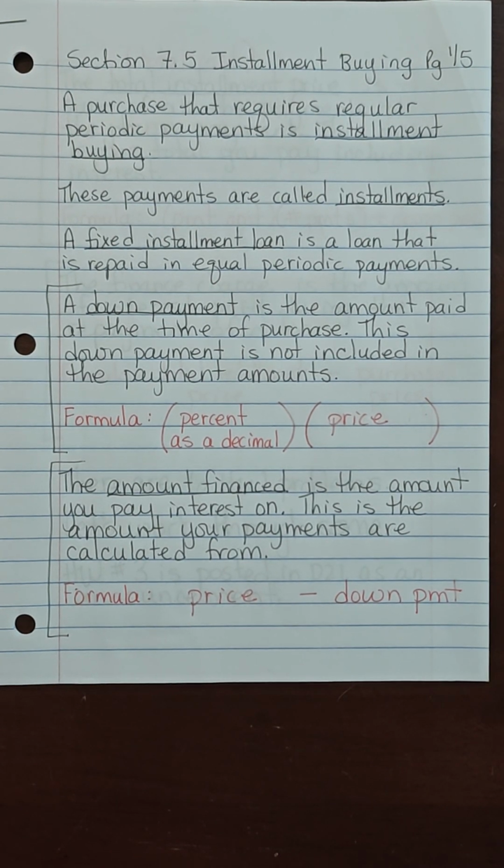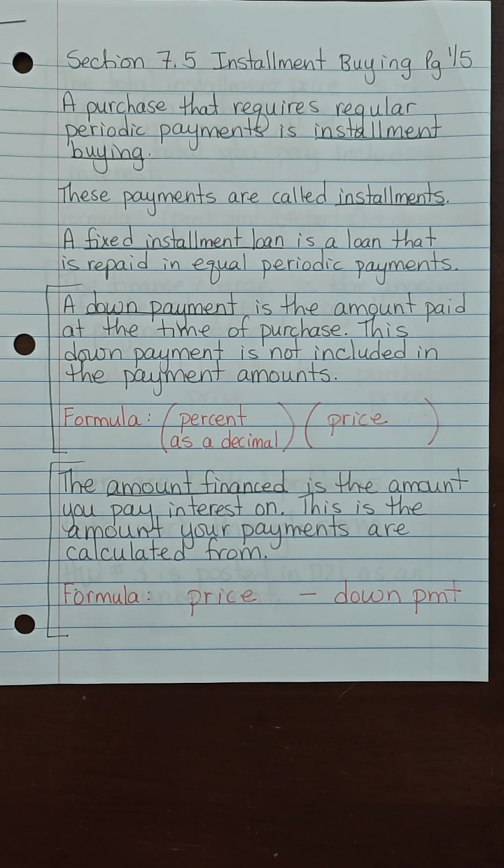This is section 7.5 on installment buying. In this section, we're going to take the stuff we did with the TVM solver a step further and talk about specific types of loans, like car loans. In the next section, we talk about house purchases, things like that.